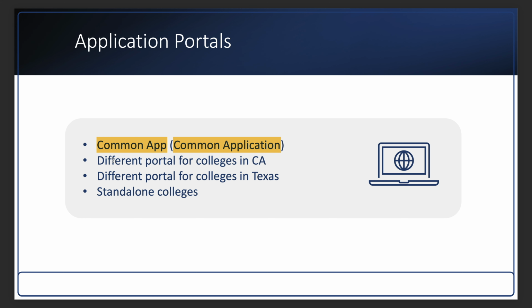No, the Common App is not the only online application portal. There are others as well. For example, universities in California state or the Texas state have different application portals. No matter what application portal you use, almost all the universities will start accepting applications almost 1 year in advance.